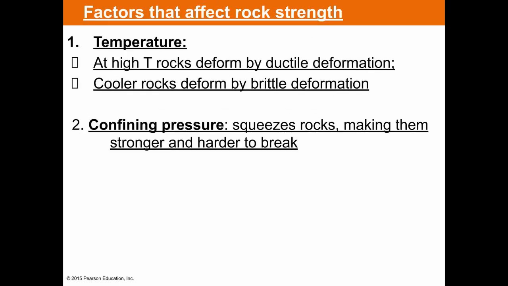Some of these factors can include temperature, and other factors can include pressure. We've talked about temperature and pressure a lot as it refers to rocks, with igneous, with metamorphic, technically with sedimentary if you want to get specific about it. The higher the temperature of a rock, the more chance it has for a ductile deformation. Cooler rocks become more brittle, and then as you squeeze rocks, you make them stronger and harder to break.